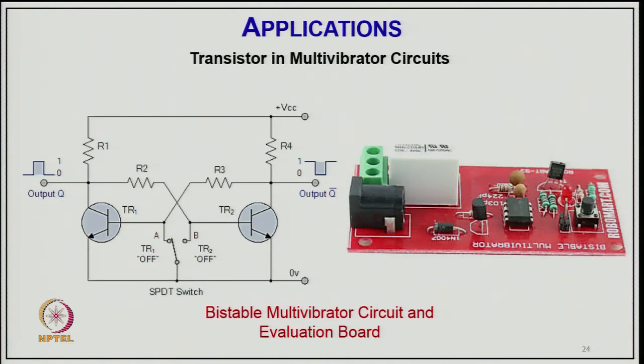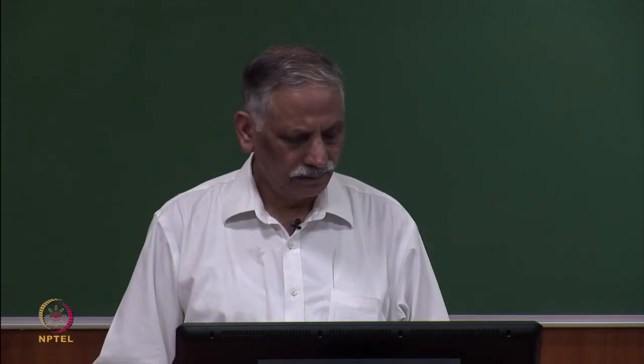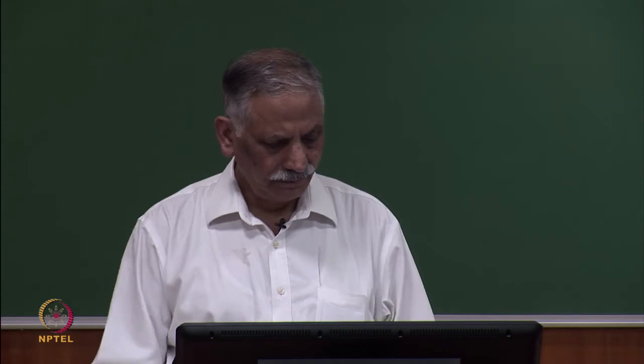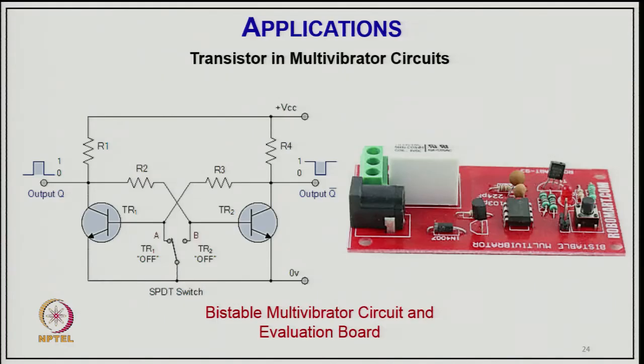Similarly, the bistable multivibrator is also used in computer memory. You just give a pulse, and you get an output pulse as well as an inverted pulse. So, you get typically two sets of pulses, one is the simple pulse and the other is the inverted pulse, from this bistable multivibrator circuit.